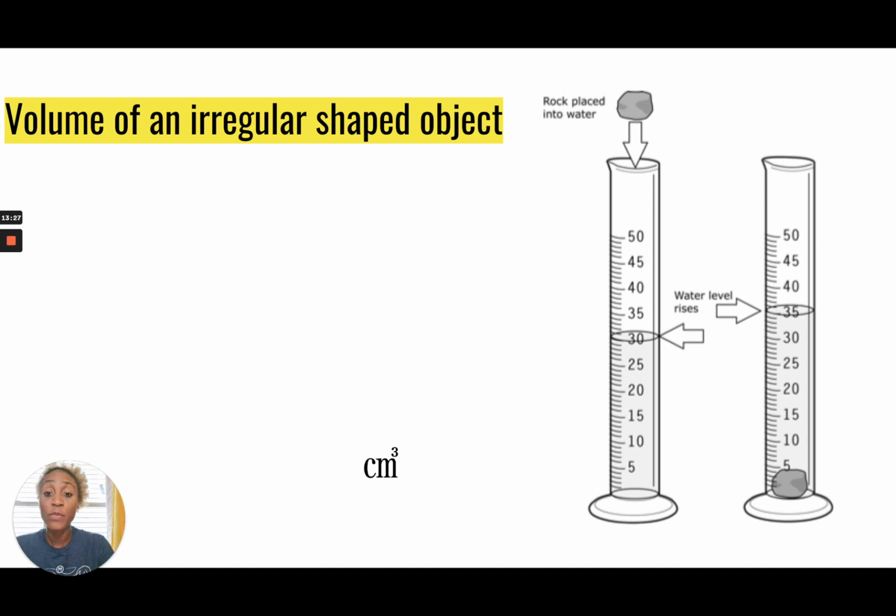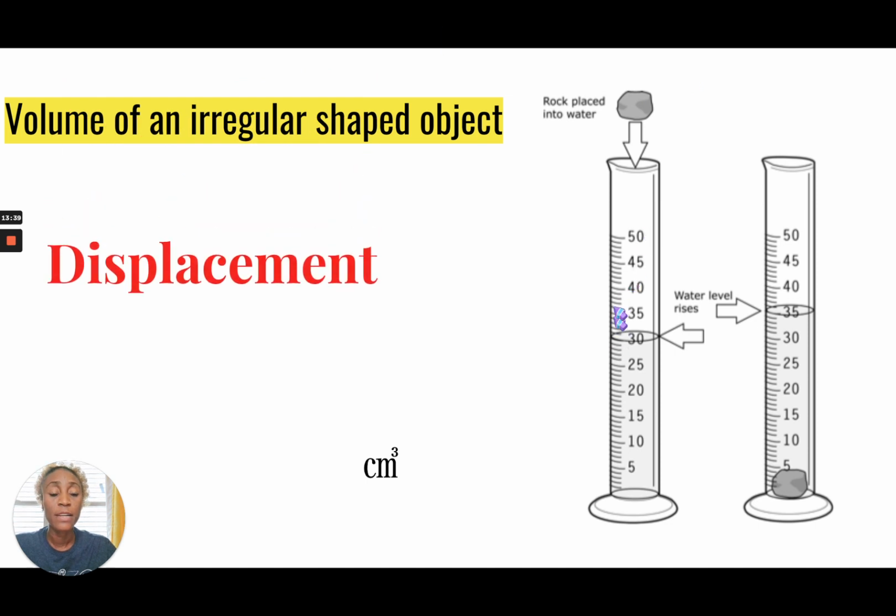All right, so for our next experiment, we're going to look at the volume of an irregular shape object. Now, if you look at the top of this graduated cylinder here, you'll find that there's a rock there. There's a rock at the top. So the rock in this case does not have a definite shape. It's an irregular shape, right?